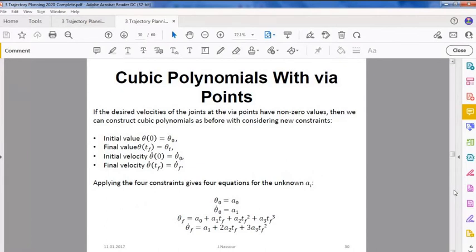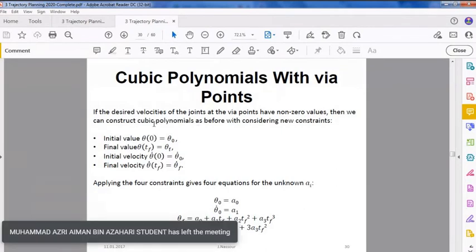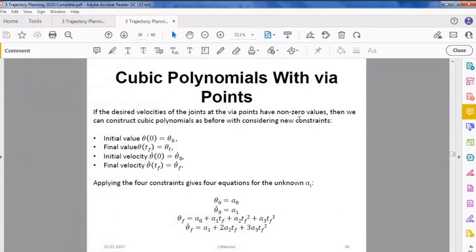But your level is a little bit higher. So normally the topic that will be asked is regarding cubic polynomial with via point. For example, if the desired velocity of the joint at the via point has a non-zero value, then we can construct the cubic polynomial as before, considering the new constraint.